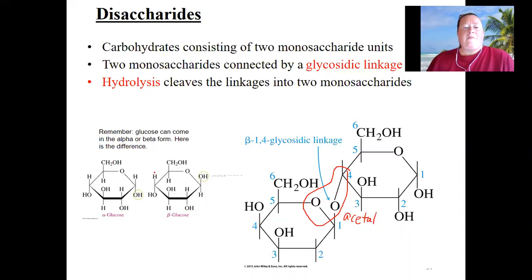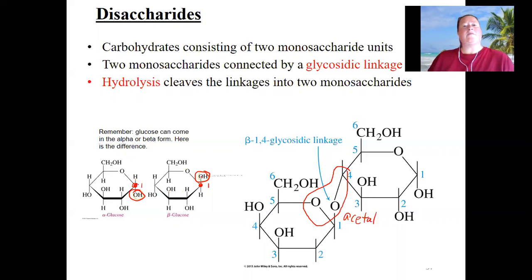Now, I mentioned this briefly in a previous video, but I just want to remind you that glucose can come in two forms: the alpha form, in which this particular carbon, which is always the number one carbon, it's the carbon adjacent to the oxygen. So on that particular carbon, in an alpha glucose, the hydroxide sits below the plane, and in a beta glucose, the hydroxide sits above the plane. So different disaccharides are made of either alpha or beta units.